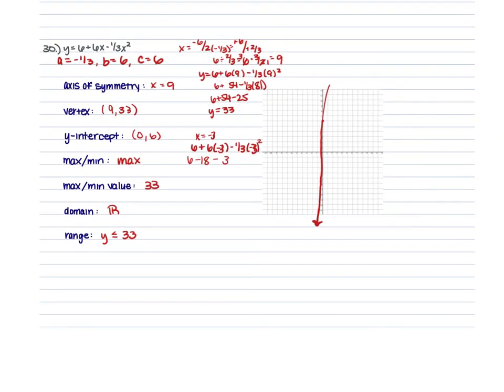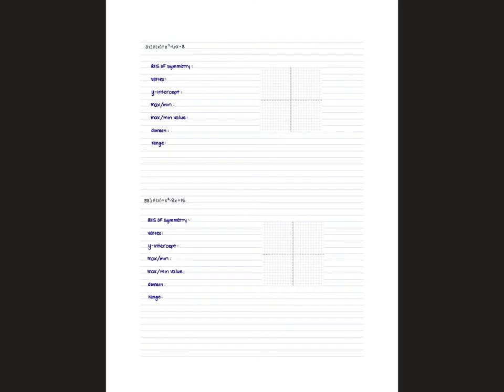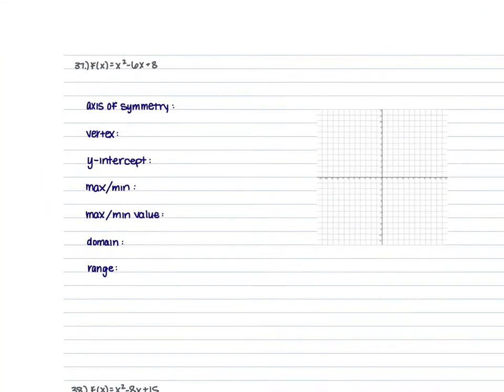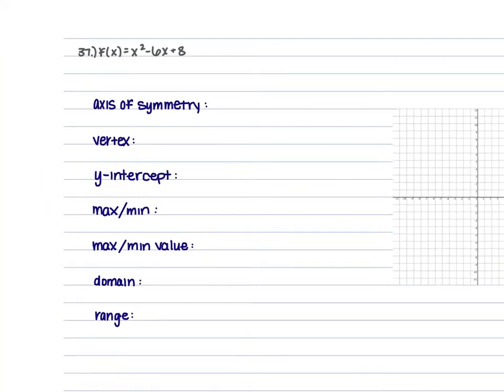So for our next one, we have f of x is equal to x squared minus 6x plus 8. So this is going to give us an a of 1, a b of negative 6, and a c of 8. So x is equal to 6 over 2, which is 3. We plug that in to get y.